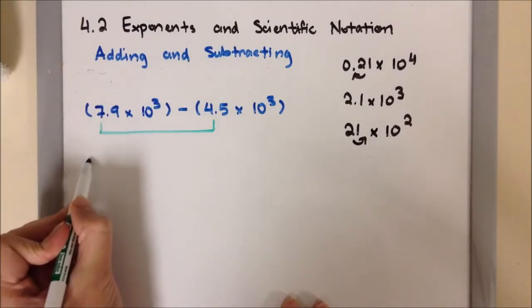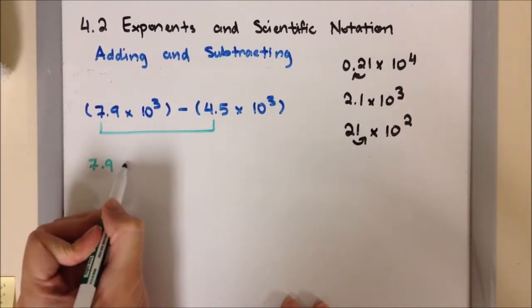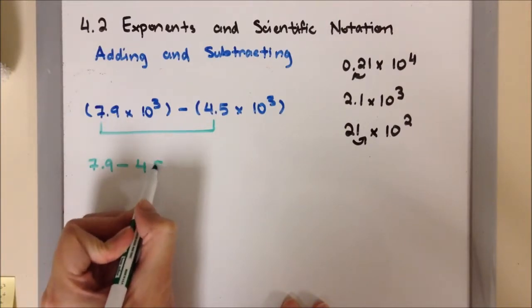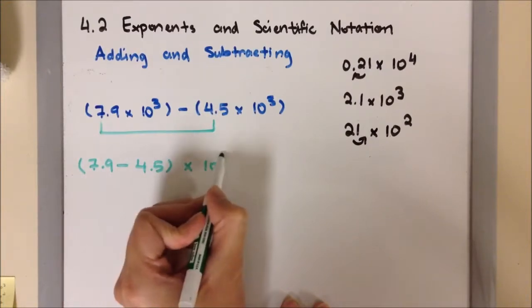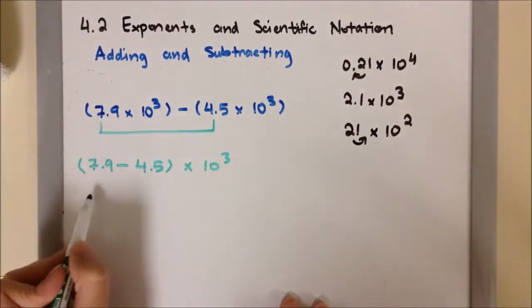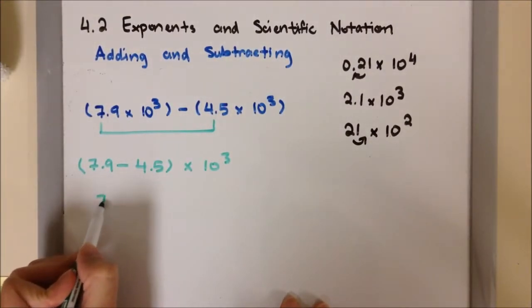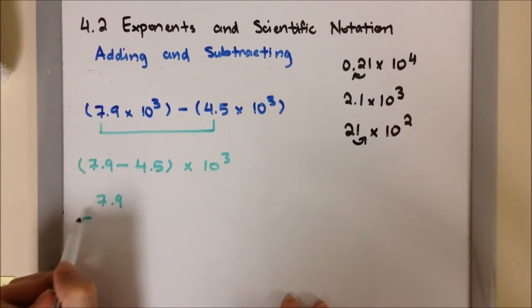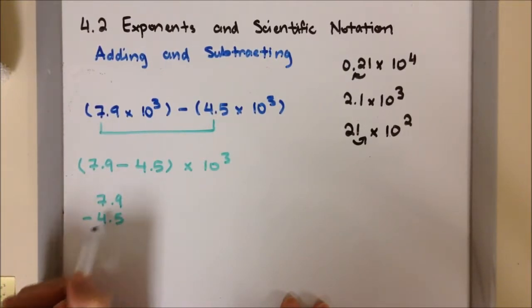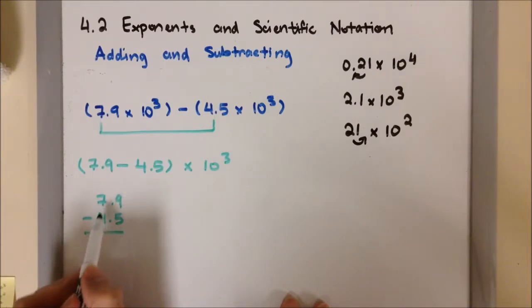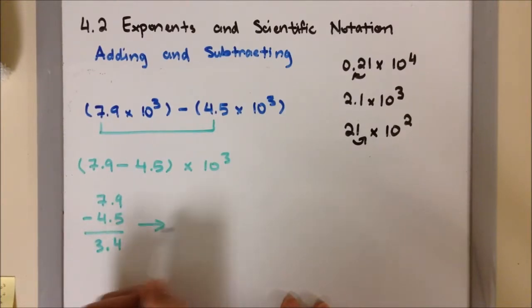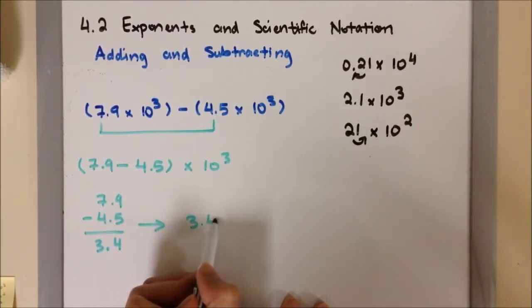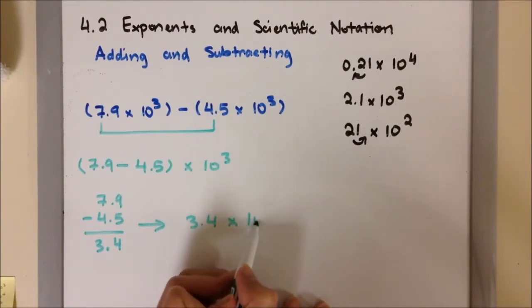So I'm going to write 7.9 minus 4.5 times 10 to the third. When you're subtracting, make sure you line up your decimals. So 7.9 minus 4.5. 9 minus 5, that's going to be 4. Decimal, 7 minus 4, that's going to be 3. So 3.4 times 10 to the third.